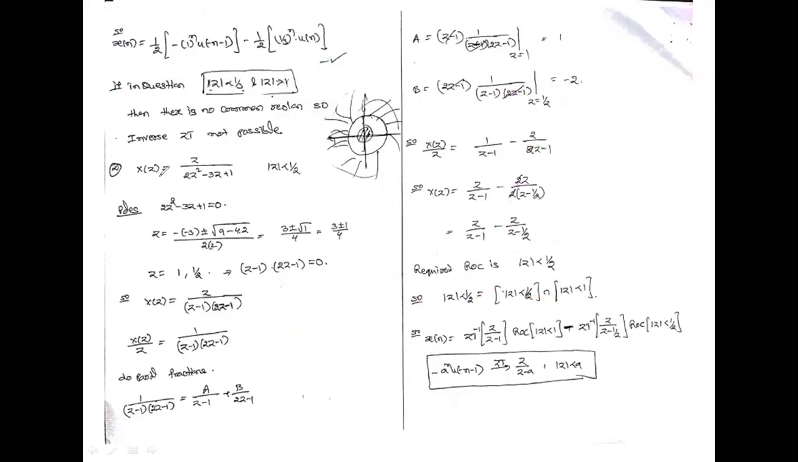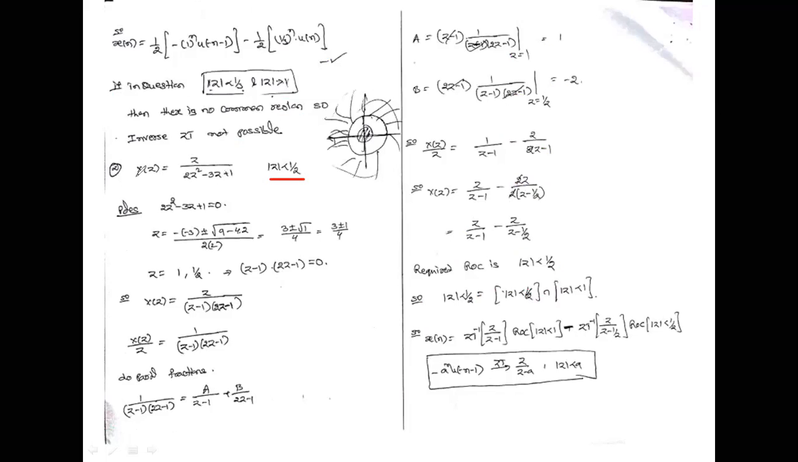Now let's take another example. X of z is equal to z by 2z square minus 3z plus 1, and ROC is |z| less than 1/2. The given function is already in positive powers of z, so no need to convert.